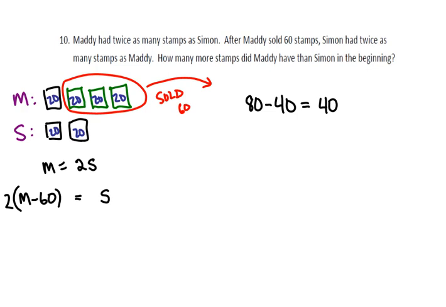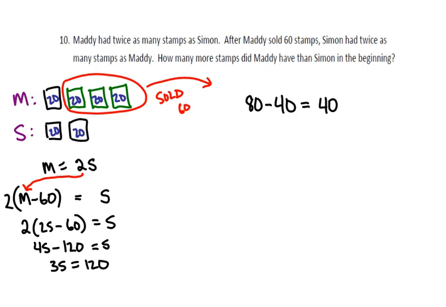So again, we have two variables here, and we can get rid of the M by substituting in the 2s, since that's another name for M. We're going to distribute. 2 times 2s is 4s. 2 times negative 60 is negative 120. And that equals s. I'm going to subtract s and add 120 to both sides. And I end up with 3s is equal to 120, or s is equal to 40.